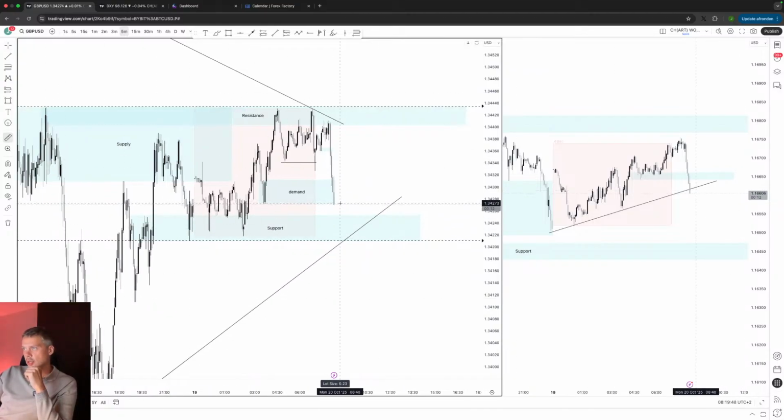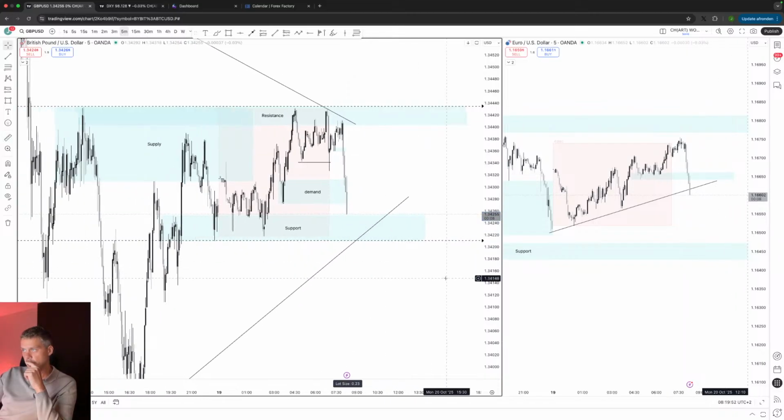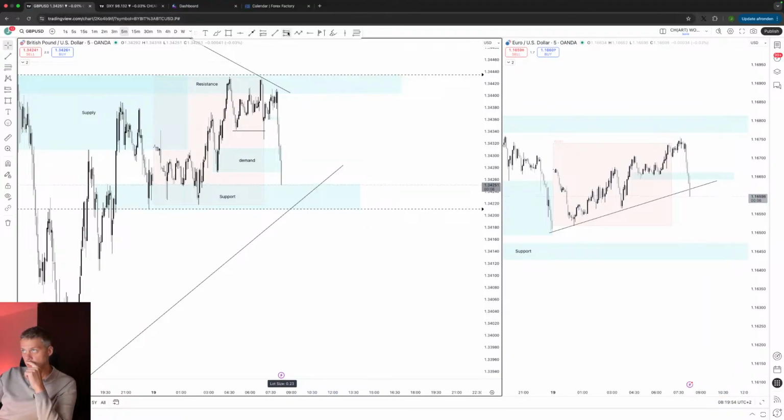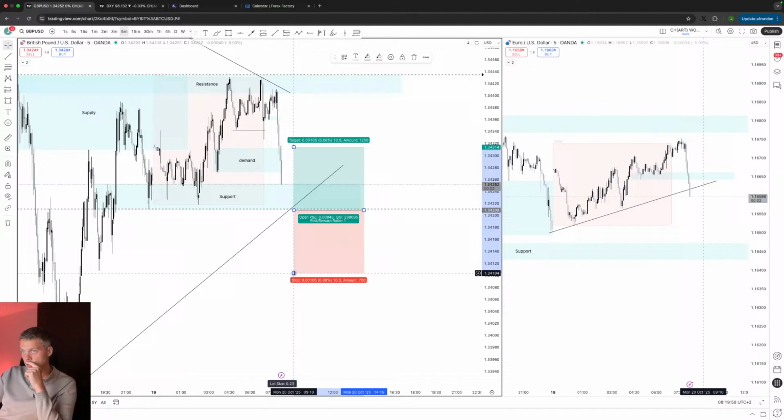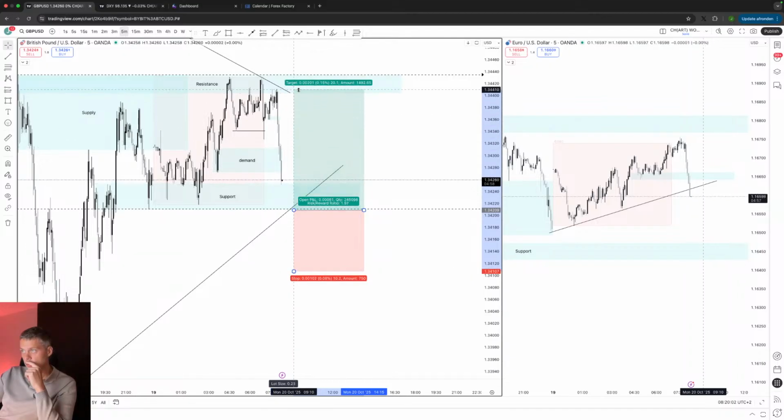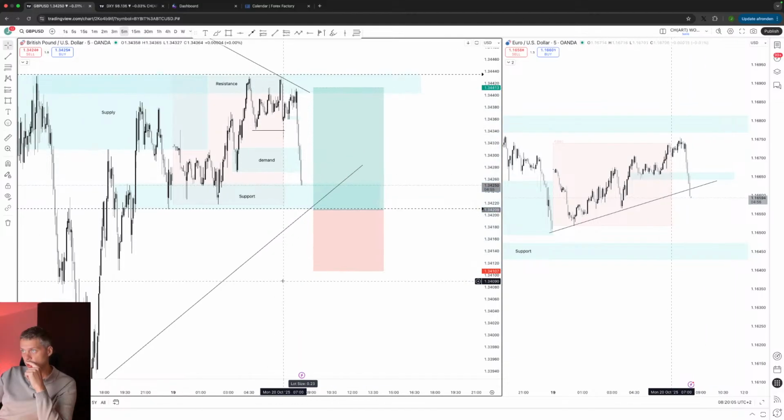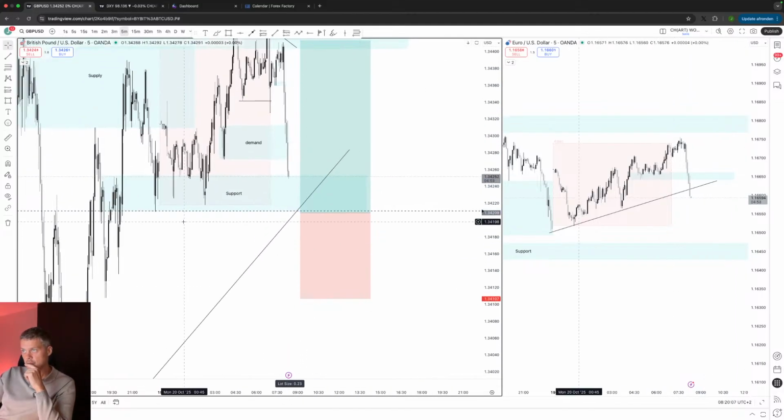It's getting close to that support. It's only, well, just a few pips away. Be locked in because we could see a nice long. 1 to 2 risk to reward as always.